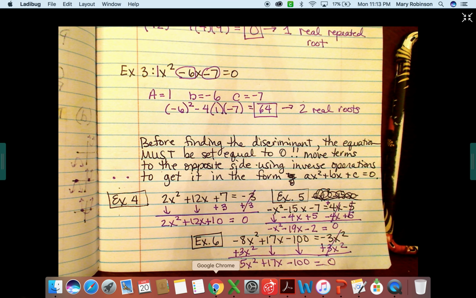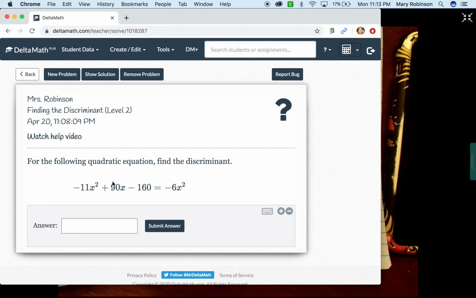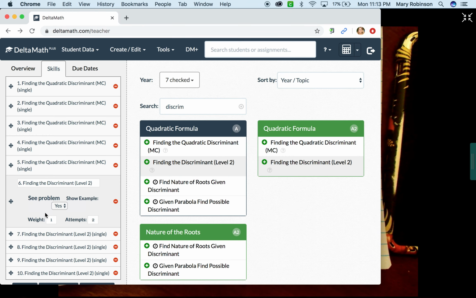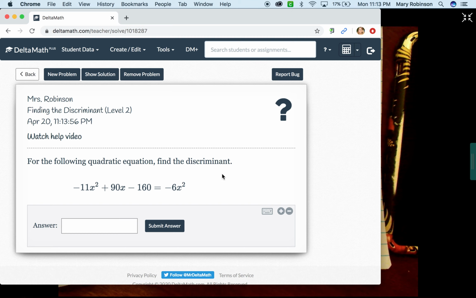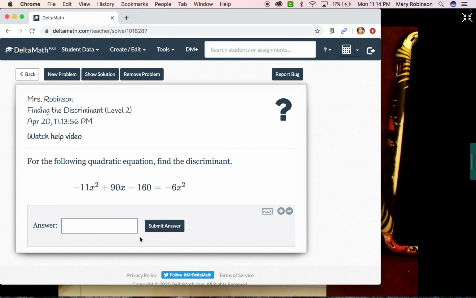So I'm going to do one with you. I'm going to go to Google Chrome, and we're going to do number 6 together. Was this 6? Yeah, so I'm going to go see problem. So it says, for the following quadratic equation, find the discriminant. So I'm going to write this down on paper. This is exactly what I would expect you as students to do, is copy the problem down. Don't miss any terms and don't miss any signs.